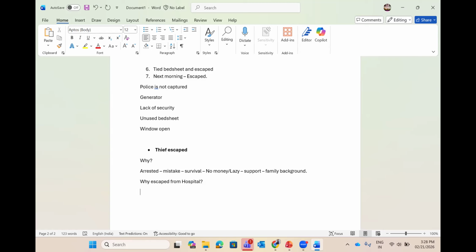I need to check whether the security is properly working there. The security is not good. Okay, fine. Why is the security not good? We need to check the security aspect. The quality is not maintained. The hospital security part is not maintained. Okay, the security policy is not good.